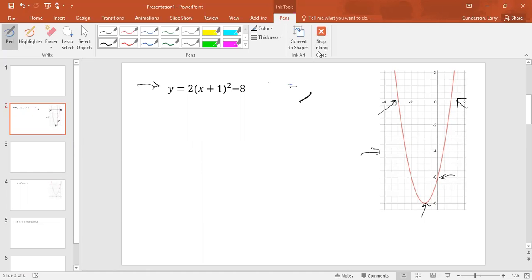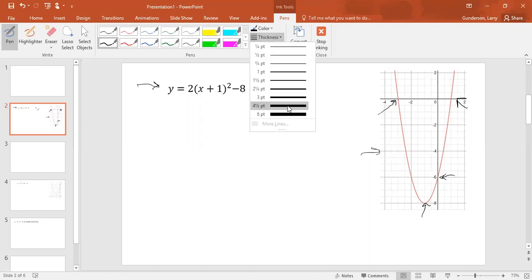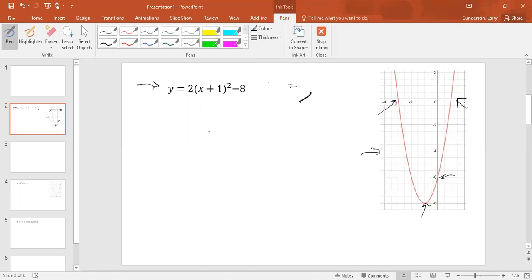Let me move something on my screen here if possible. Nope. I want to get a bigger pen. Don't know if it'll let me or not. Let me see. There we go. Okay, so here we go.